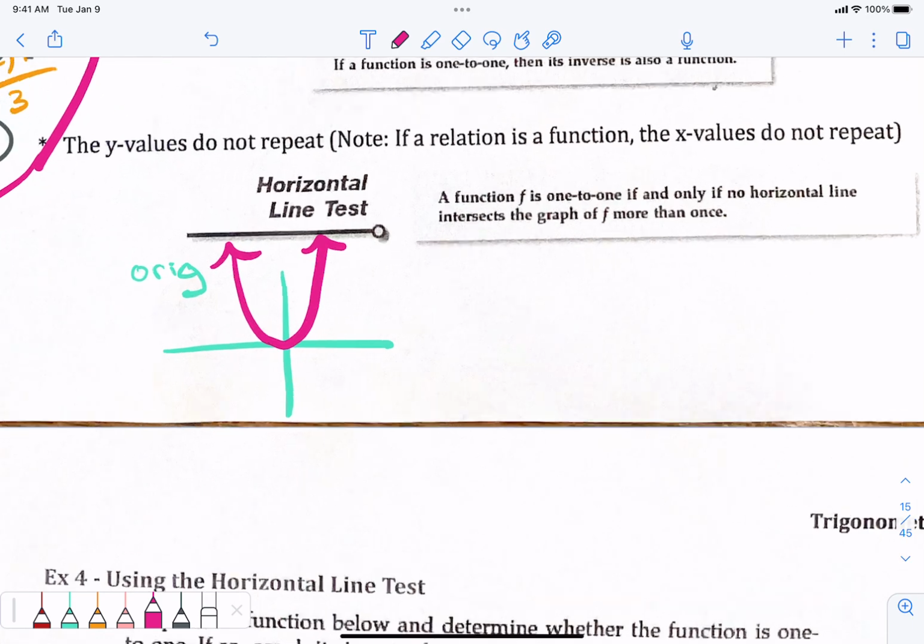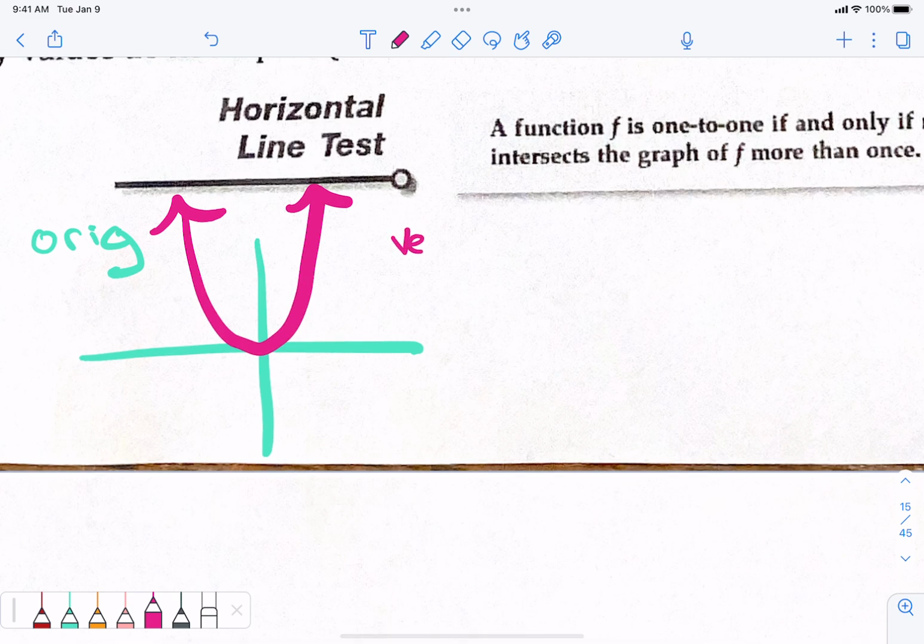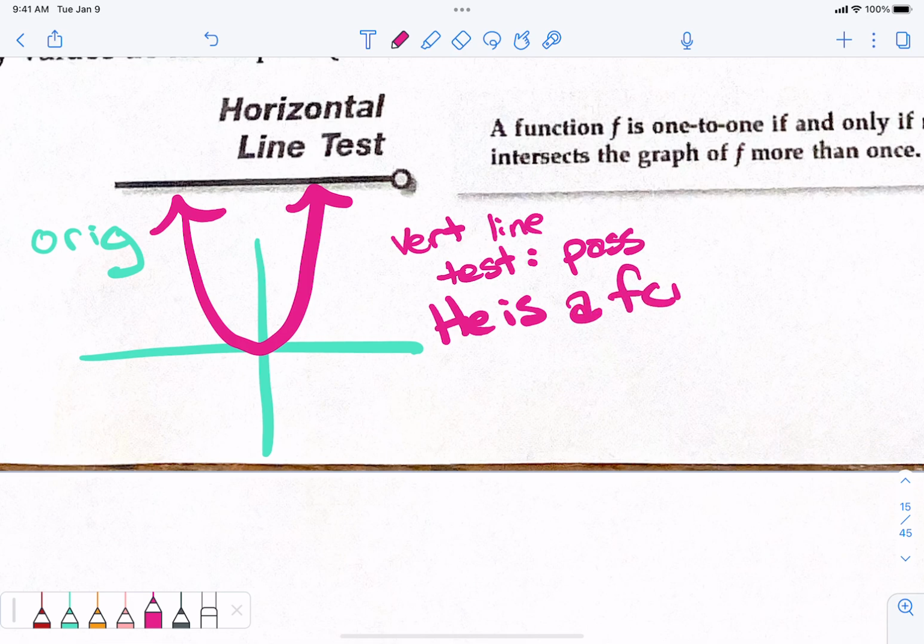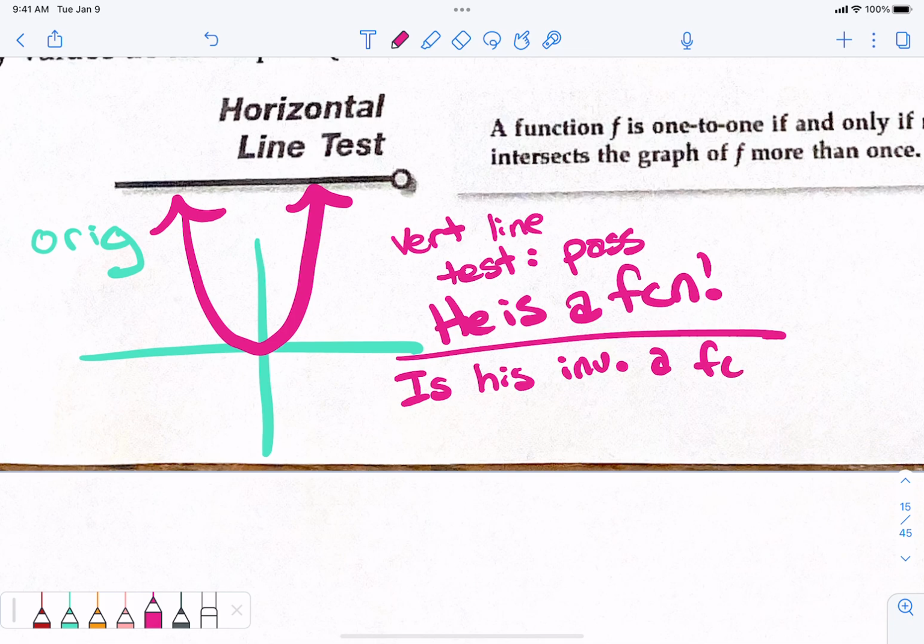That's my original function. If I would do the vertical line test, does he pass? Yes, that's a pass, which means he is a function. The original guy, this guy himself, is a function. Now, if I want to know whether or not his inverse is a function, is his inverse a function or not? What I do is the horizontal line test.